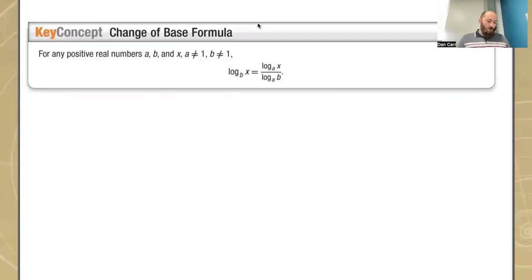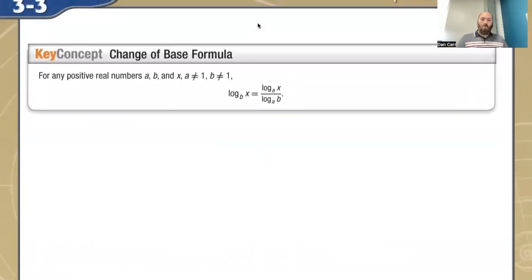Okay, so change of base formula. If we are dealing with log base b of x, then we can always change it to any base we want as long as we are taking the log base a. So a is some other new value besides the original base number. So log base a of the x value, so that's this number right here, divided by the log base a of the b value. We are typically going to do this with our just normal logarithms.